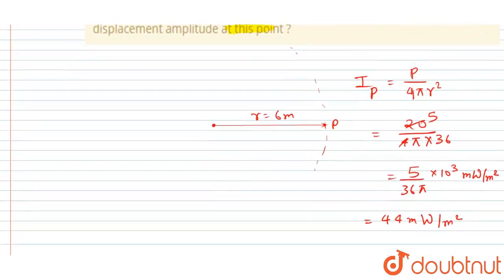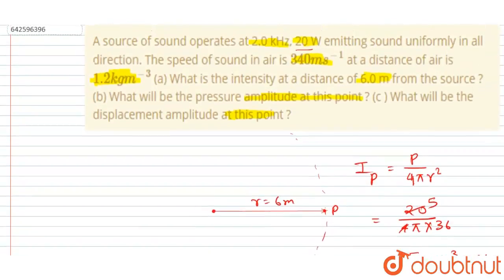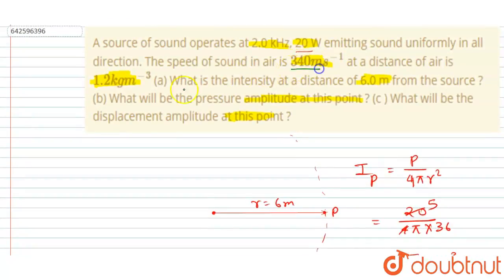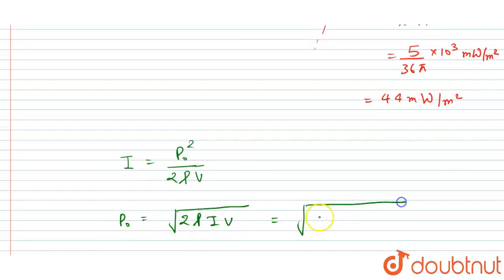What will be the pressure amplitude? Intensity is equal to pressure amplitude whole square by 2 times density of air into velocity. So density and velocity are already given in the question. If you see, the velocity is 340 and density is 1.2 kilogram per meter cube, and intensity we calculated. So if you want to calculate the pressure amplitude, that will be equal to square root of 2 rho intensity times the velocity. So just put the values here.